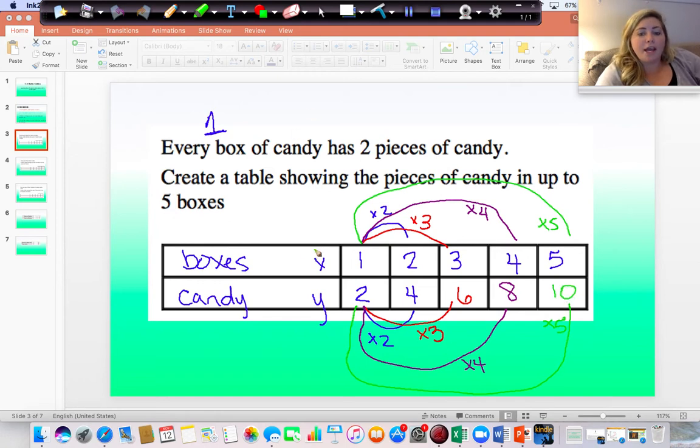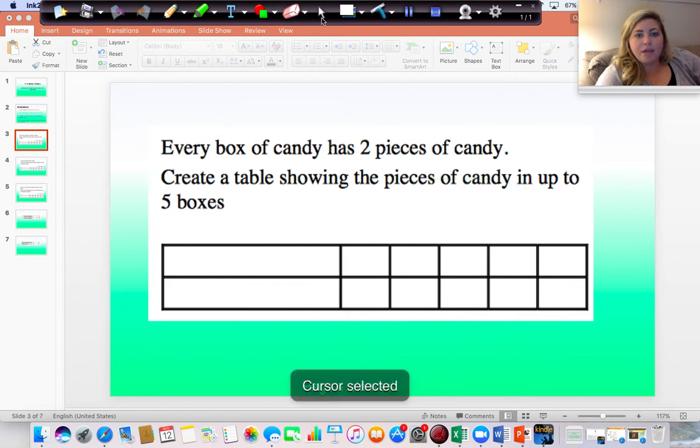And so we answered our questions. It wanted us to show how many pieces of candy were in up to 5 boxes. So in 5 boxes of candy, you would have 10 pieces of candy in 5 boxes. Okay, so that was the scaling up model.